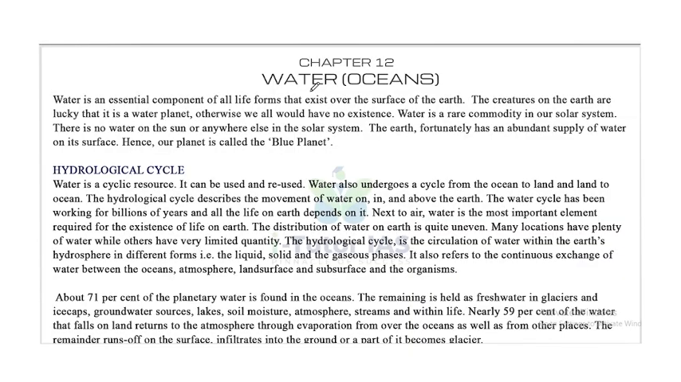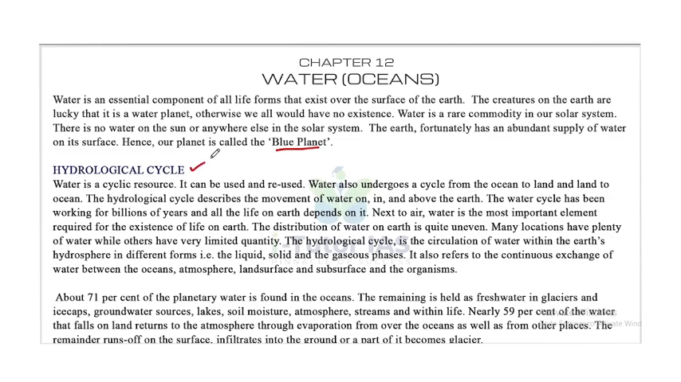Today, we are going to discuss Class 11 Geography NCERT, Fundamentals of Physical Geography, Chapter 12 Water, Oceans. Water is an essential component of all life forms that exist over the surface of Earth. The Earth is a water planet, otherwise, we all would have no existence. Water is a rare commodity in our solar system. There is no water on the sun or anywhere else in the solar system. The Earth fortunately has an abundant supply of water on its surface. Hence, our planet is called the blue planet.